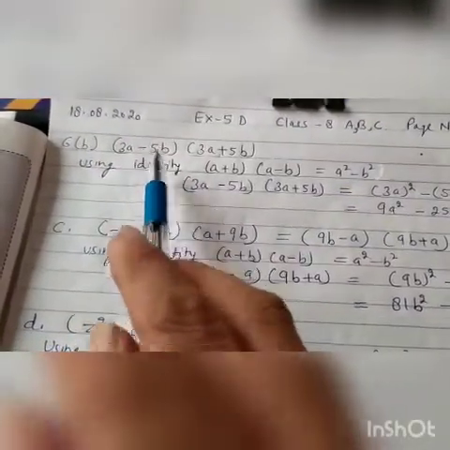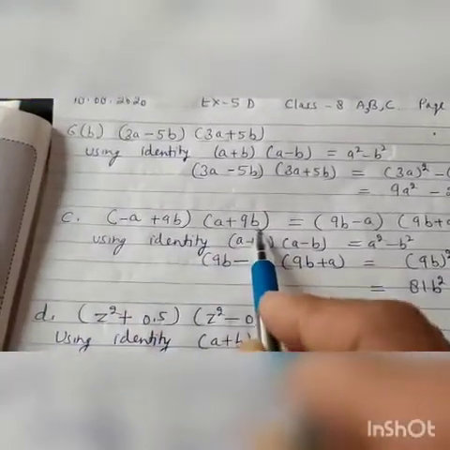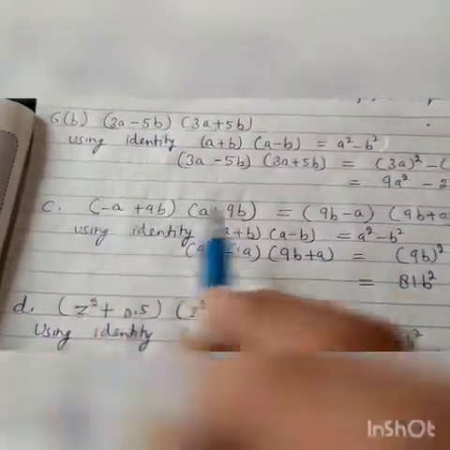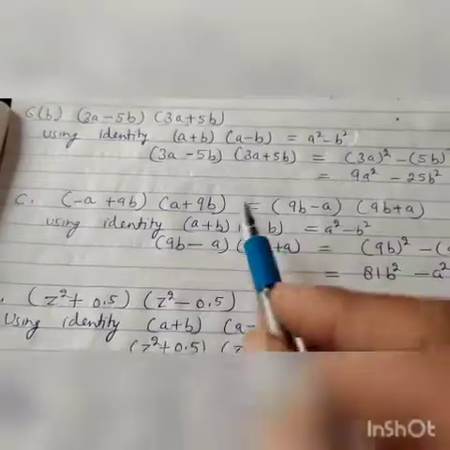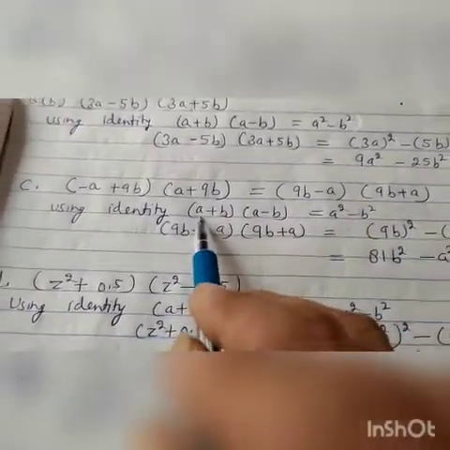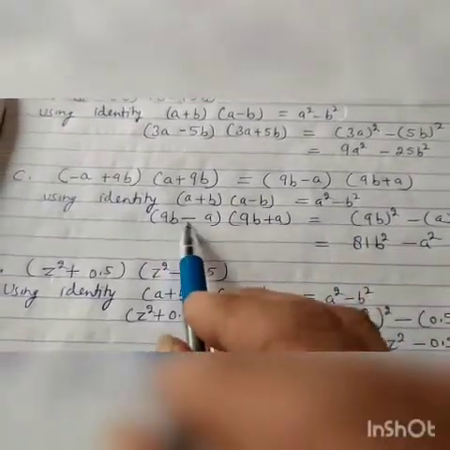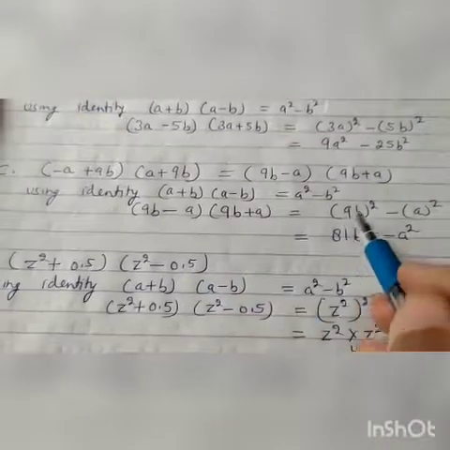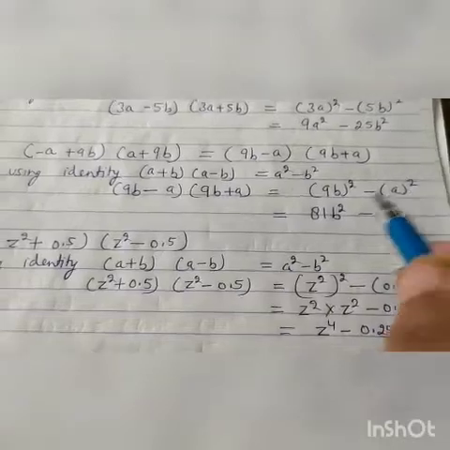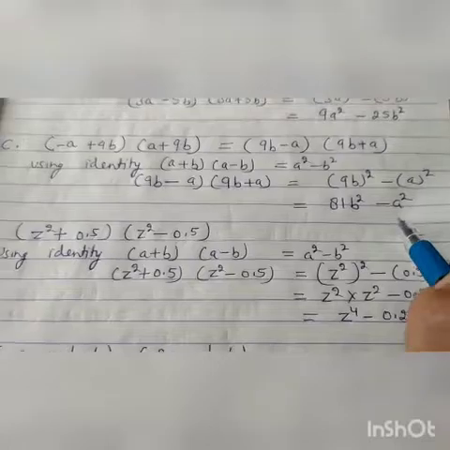No problem. C part. (Minus a plus 9b)(a plus 9b). We can write this minus a plus 9b as 9b minus a. See here 9b minus a, and we can write it 9b plus a. Again use the same identity. (a plus b)(a minus b) is equal to a square minus b square. Then (9b minus a)(9b plus a). First term is now 9b. So 9b whole square minus a whole square. 9b square is equal to 81b square minus a whole square.